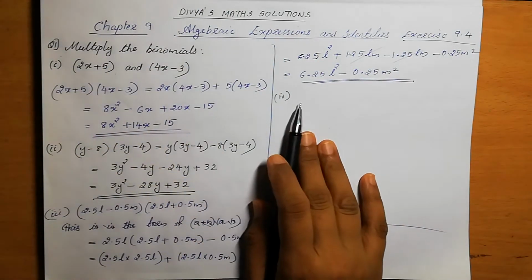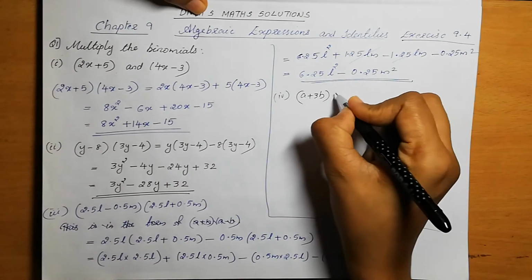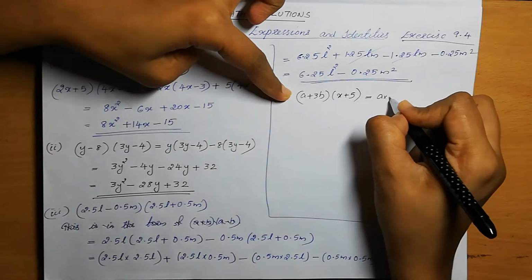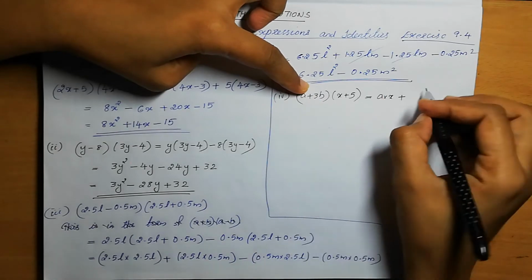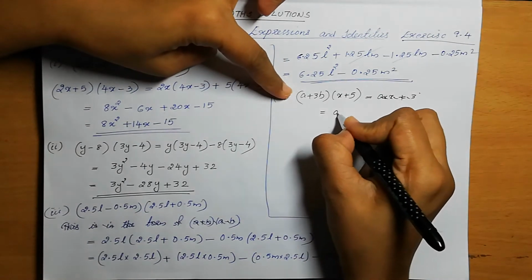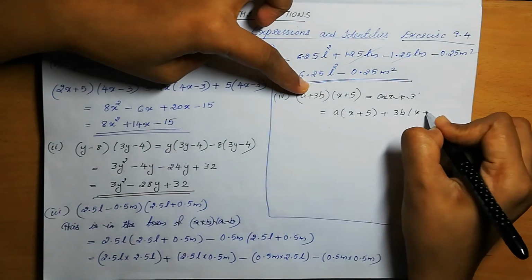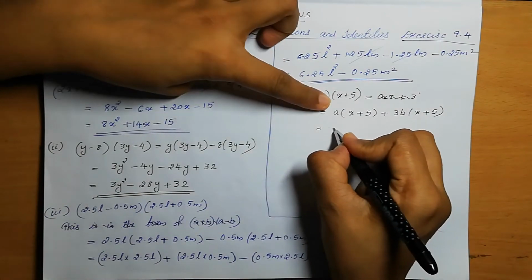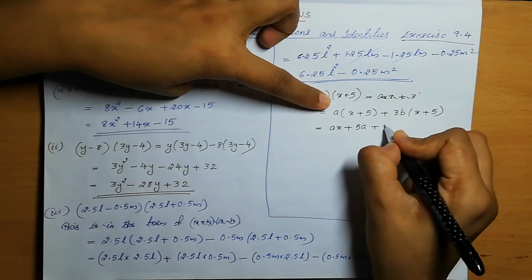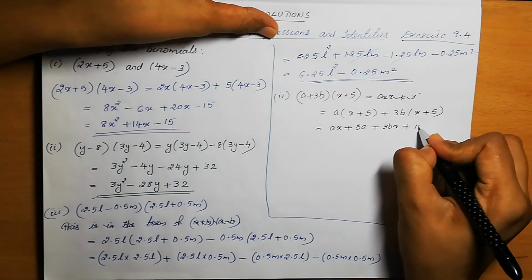Next, fourth one. A plus 3b into x plus 5. So each term. A into x plus 5 plus 3b into x plus 5. So that is equal to, open the bracket, a into x is ax plus a into 5 is 5a plus 3b into x is 3bx plus 3b into 5. That means 5 3s are 15b.